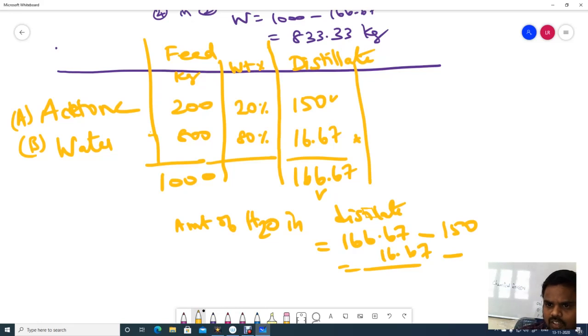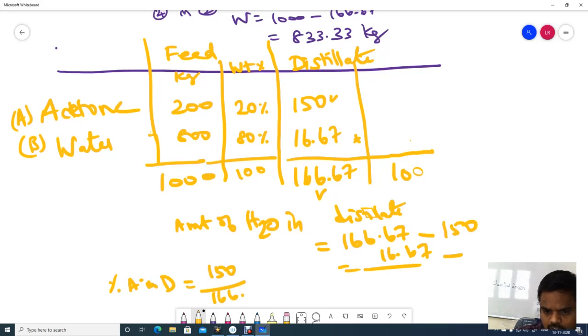Okay, so then what is the percentage of this? Total should be 100, right? So 150 divided by 166.67, how much? Percentage of A in D is equal to 150 divided by 166.7 into 100. So you get around 90%. That is 90% of A, remaining is water, so 10% of B. That is the composition of distillate, weight percentage.